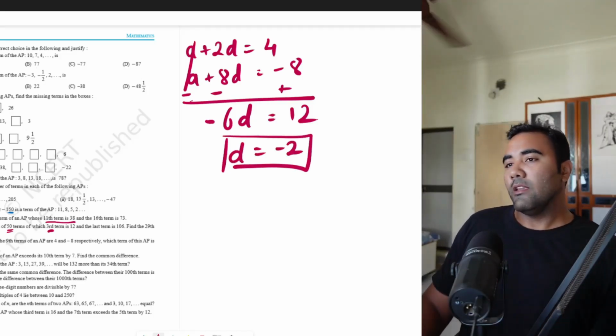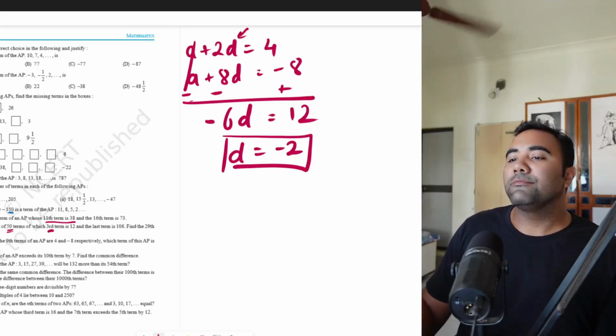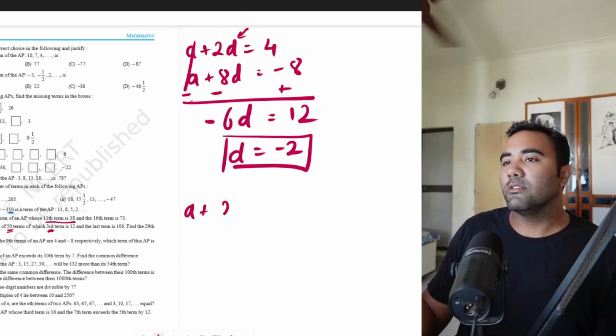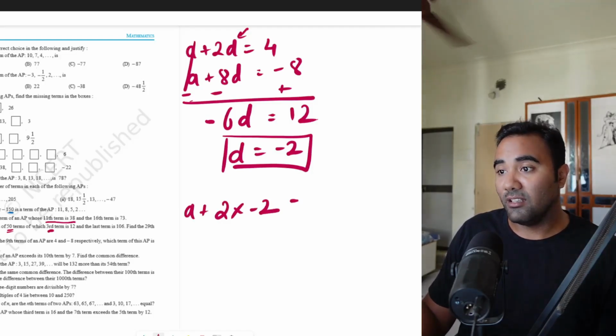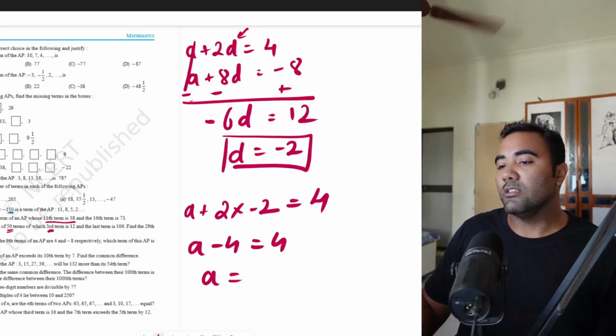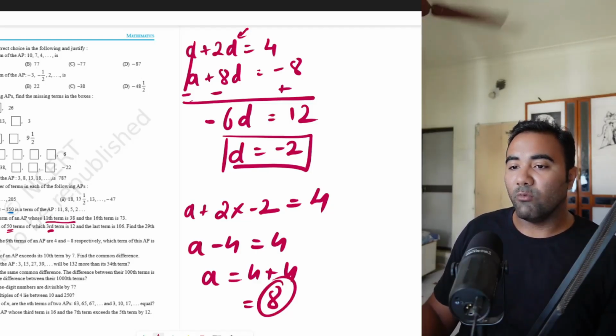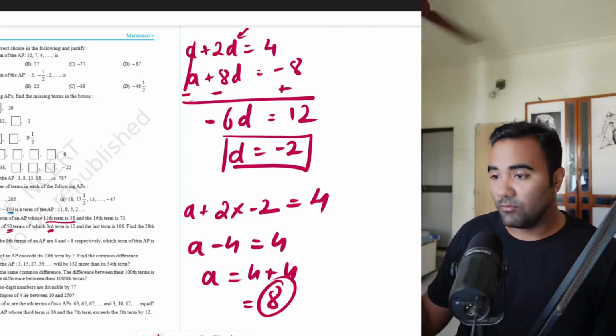Now we put the value of d in the first equation. A plus 2 into minus 2. Always remember the sign. So a minus 4 is equal to 4. So a is equal to 4 plus 4, which is 8. Now you have a, now you have d. Now we need to find which term of this AP is 0.